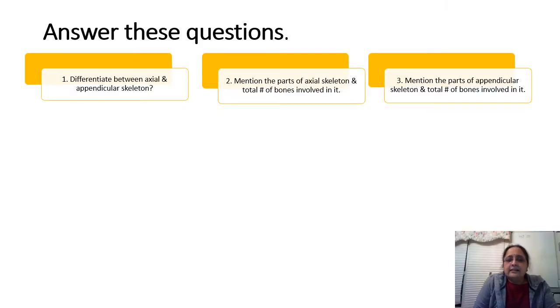Okay guys, time for the checkpoint. So try to understand and answer these questions. Then we can move on to the next slide.